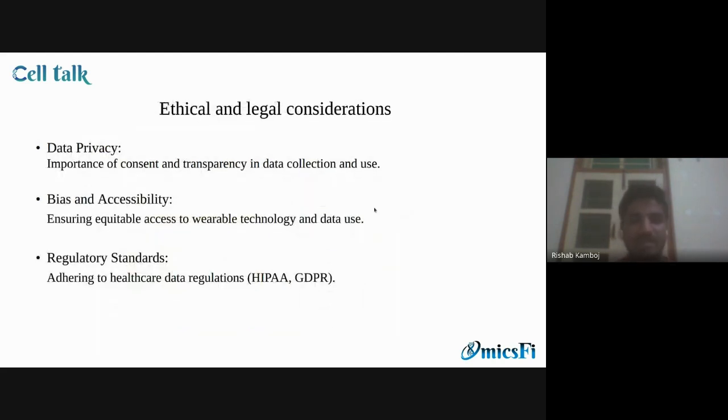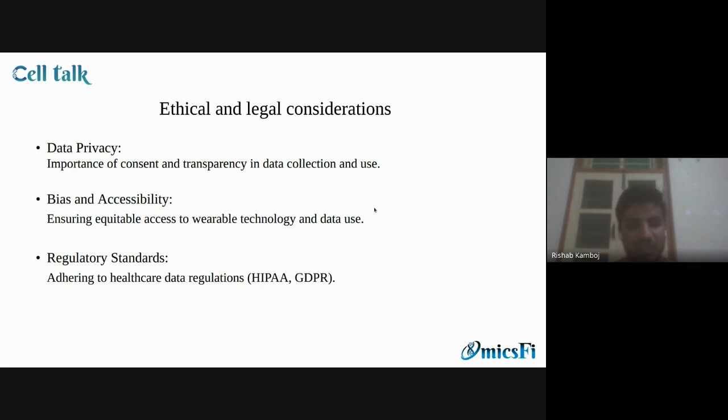Another thing is that we need to consider ethical and legal considerations while acquiring and using the data. First is data privacy. Of key importance, when we are acquiring a person's data, we need to tell that person that we are using their data for this purpose. This shows the importance of consent and transparency in data collection and use.